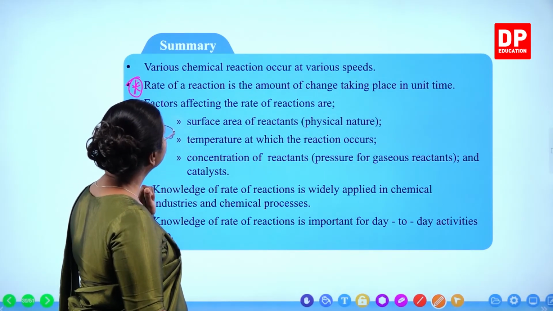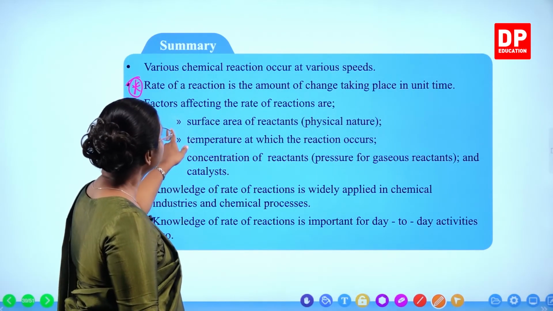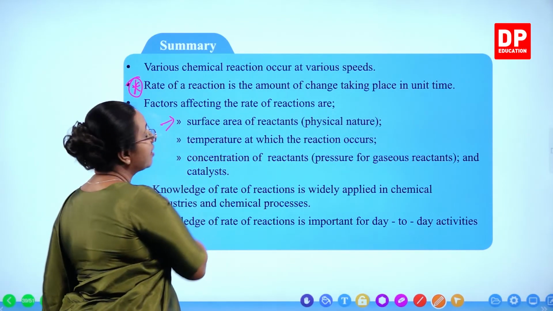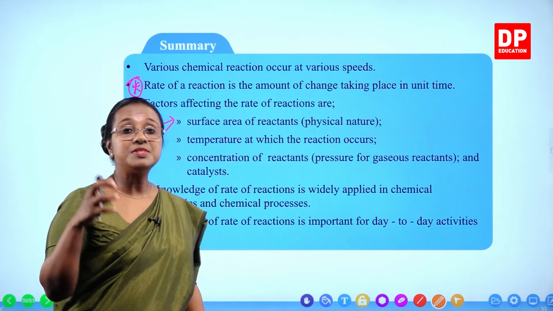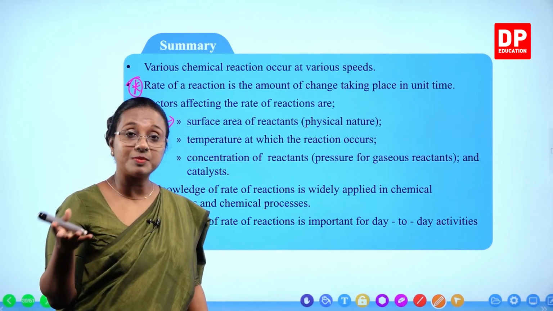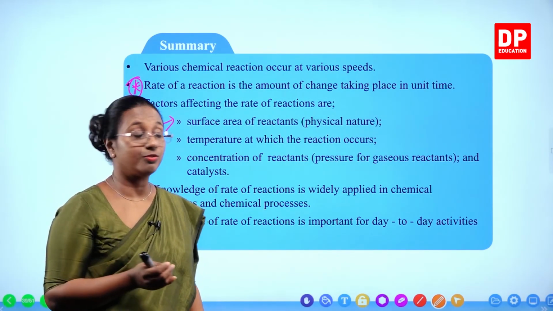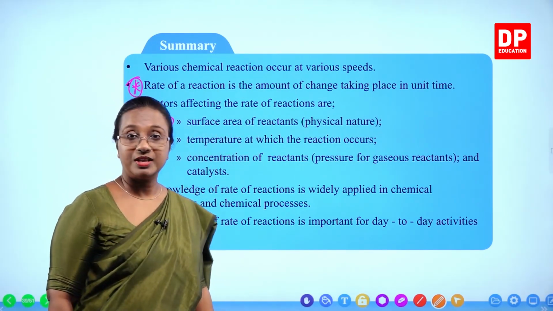So, factors affecting the rate of reactions are surface area of reactants or the physical nature. That is where we discussed the solid substance and powder substance, calcium carbonate. When it is powder, the rate of reaction is high with hydrochloric acid. So, surface area of reactants.